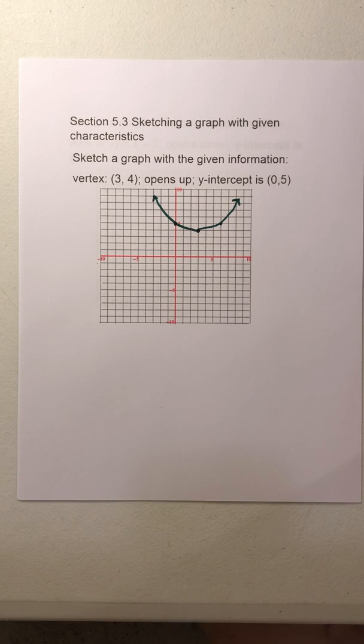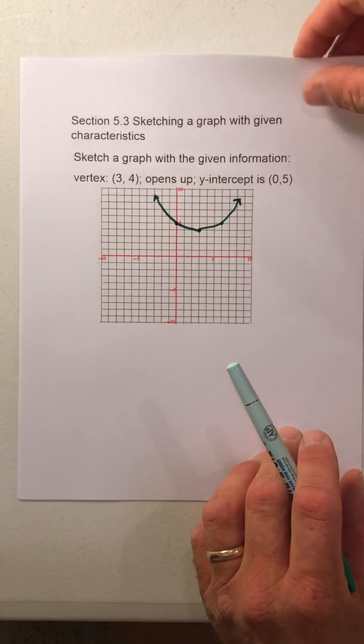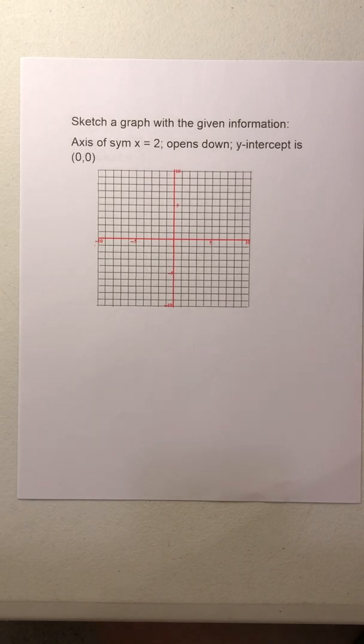So a lot of different things that we can talk about. Domain is going to be all real numbers, negative infinity to infinity. My range is going to be from 4 to infinity, including that 4. So again, a lot of things that we could pull just by being given that little bit of information. Now I'm going to pull some other things and talk through some things that we can see.